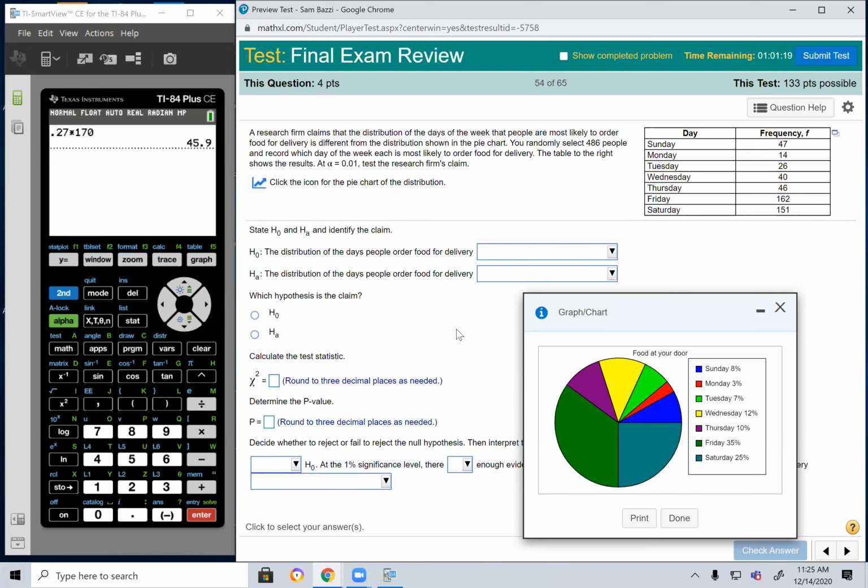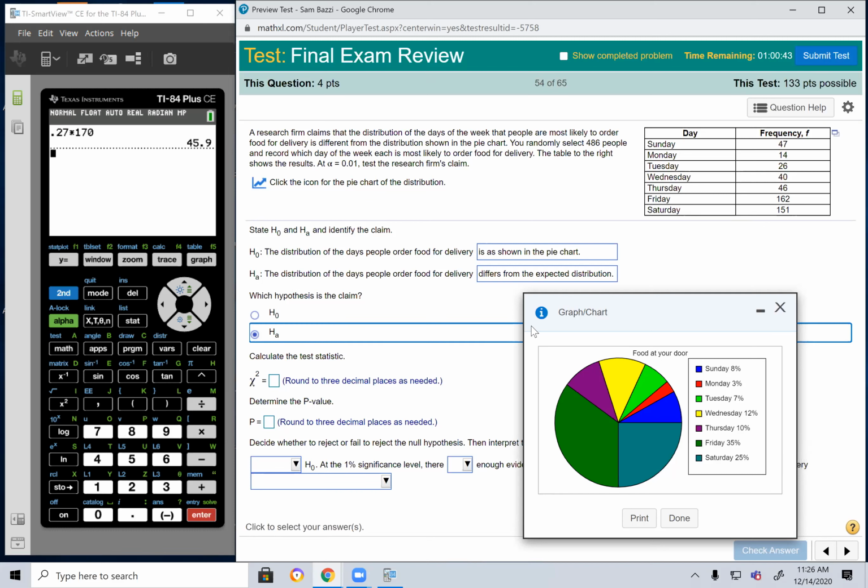Test the claim. The null hypothesis: the distribution of the days people order food for delivery is as shown in the pie chart. The alternative: it is different from the expected distribution. You use the word uniform when all the percents are exactly the same, but here he just gives us different distributions. They claim that the distribution is different from what's in the pie chart, so the claim is in HA, guys.